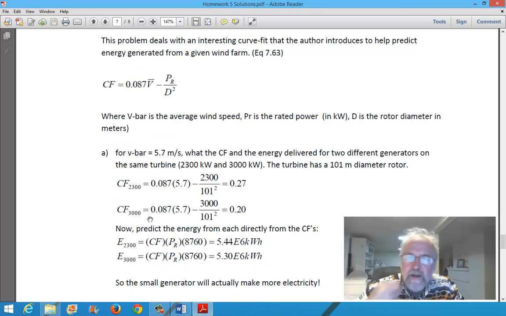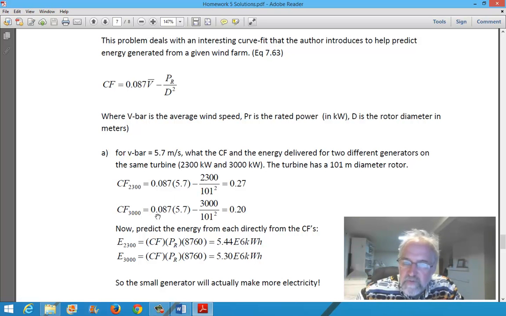And they say, okay, you've got an average wind regime of 5.7 meters per second, which, by the way, is considered kind of light. That's not going to be a really strong site for a wind farm. And they say there's two versions of this turbine, one at 2300 kilowatts, 2.3 meg, one's at 3 meg. So which one of these would be the better choice for this wind regime?